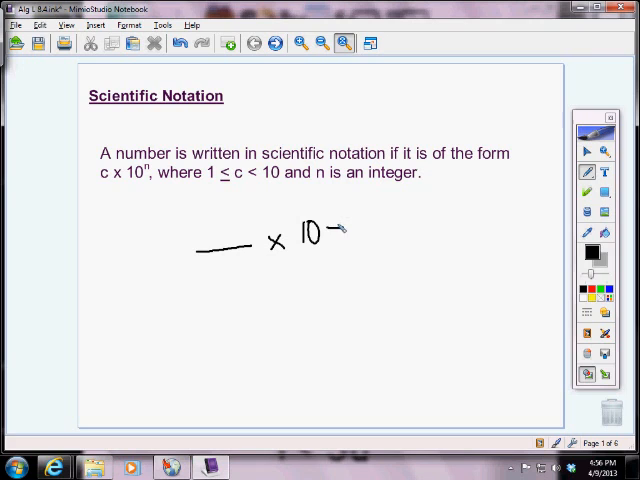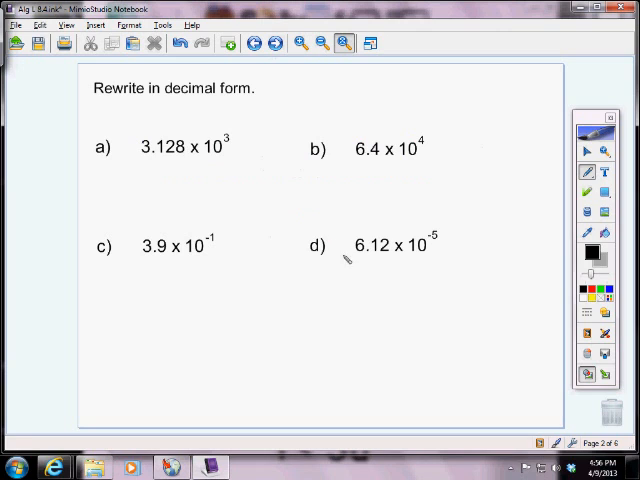This is really, really important in science, when you deal with extremely small numbers or extremely big numbers. So let's look at some examples of how we can write things in scientific notation, or how we write them in standard form out of scientific notation. So let's look at this example here.